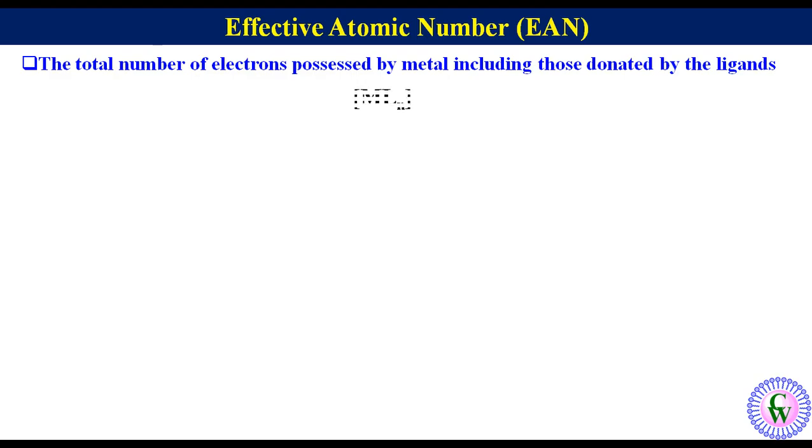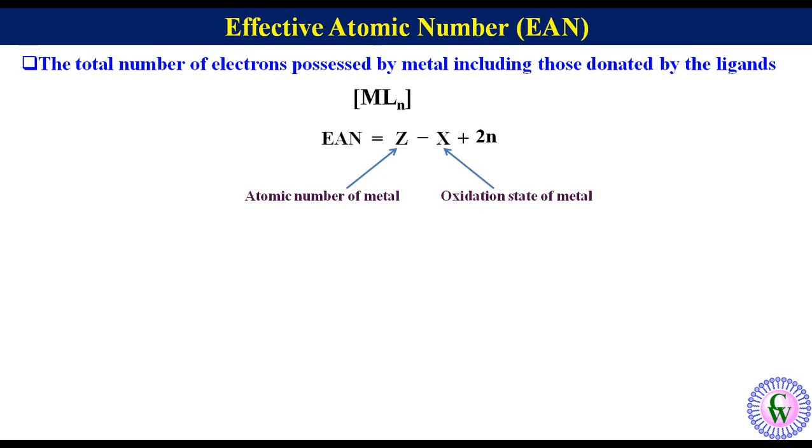If we have a complex MLn, then the effective atomic number of the metal in this complex can be calculated by the following formula. EAN is equal to Z minus X plus 2n, where Z is the atomic number of the metal, X is oxidation number of metal in the complex, and n is the number of ligands. Since one ligand donates 2 electrons, 2n represents total number of electrons donated by the ligands.